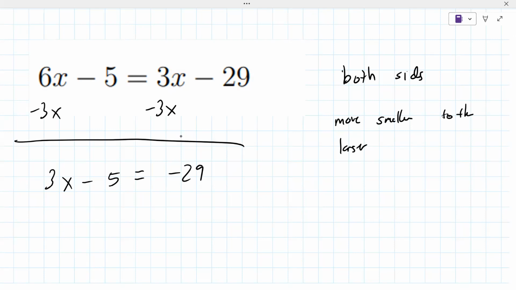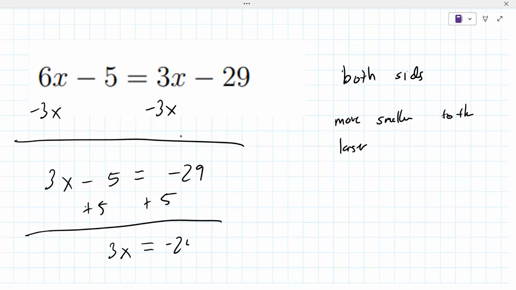7. So you're adding 5 to both sides, hopefully, first. And then what did you get on the right? What's minus 29 plus 5? Minus 24. Okay, so when you divide by 3, what is 24 divided by 3?